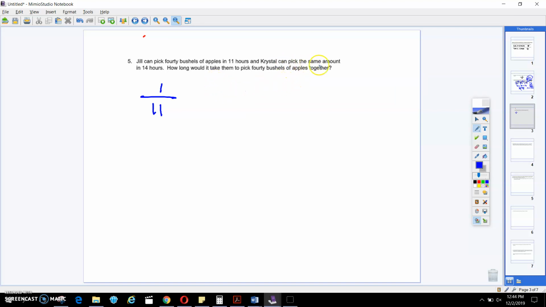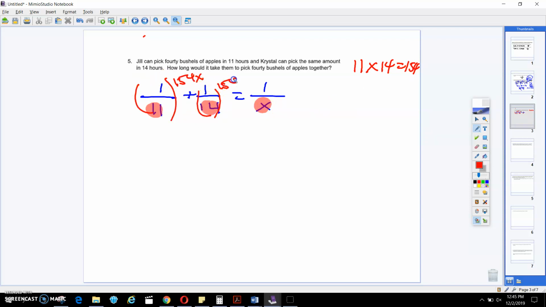Then you've got Crystal, and she can pick the same amount in 14 hours. So that's going to be 1 over 14. How long would it take them to pick 40 bushels together? So that's going to be 1 over X, because we don't know how long it's going to take them. Okay? So now what we need to do is figure out what my least common denominator is. So I'm going to multiply everything in the bottom. Okay, so 11 times 14 is going to be 154, right? So I'm going to multiply each of these by 154x, right?